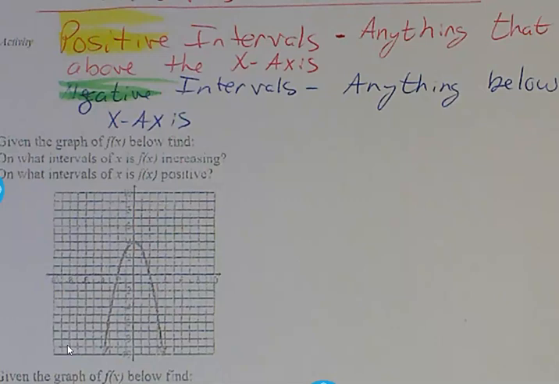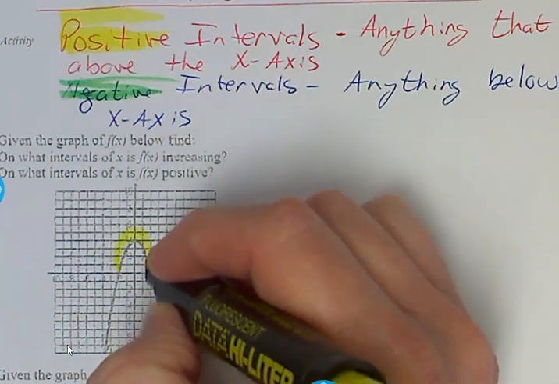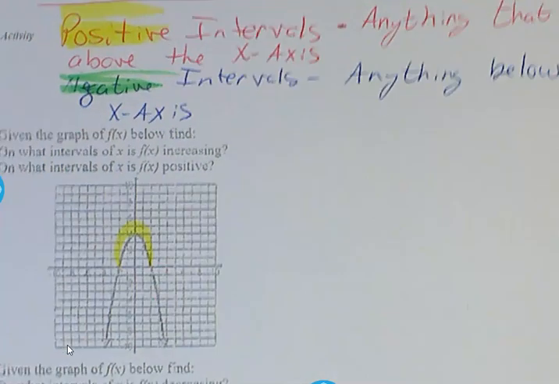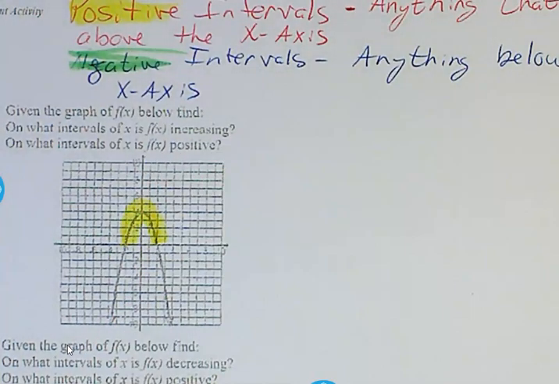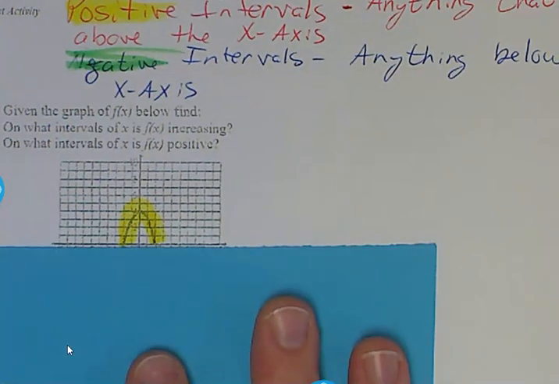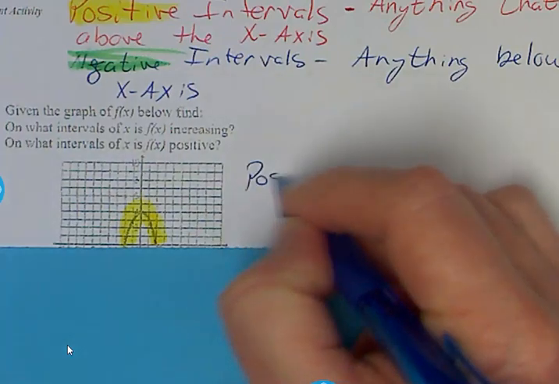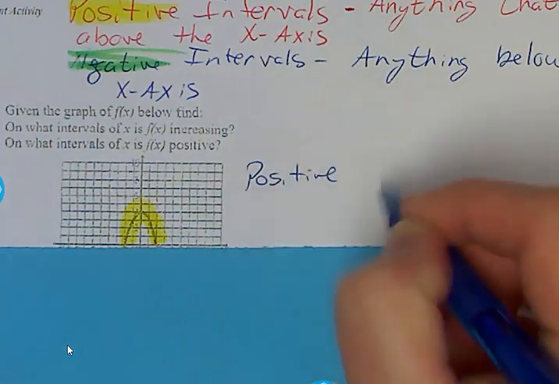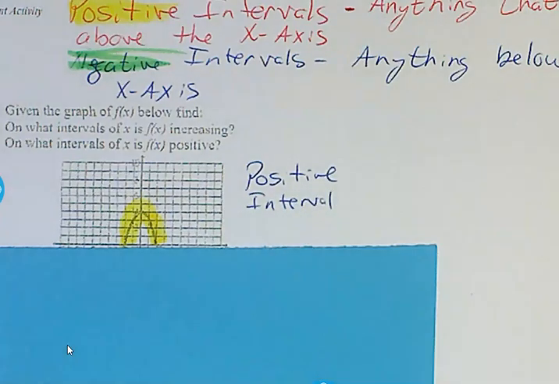So if we find anything that's positive, everybody okay? That's this part of the graph from here to here. Because there's your x-axis, that's your cutoff line. So if we cut your graph off, you need everything above the x-axis, so that part would be positive. Okay, and they're going to ask you for the interval.